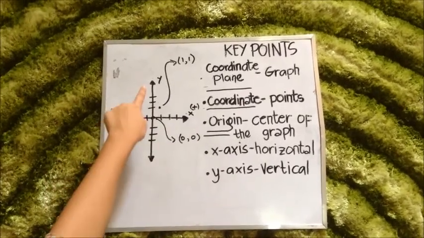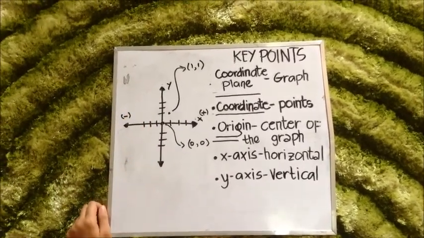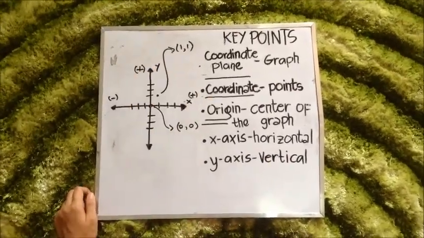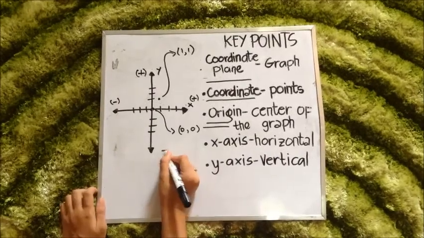Y-axis is a vertical line. Everything above the origin is positive, while everything below the origin is negative.